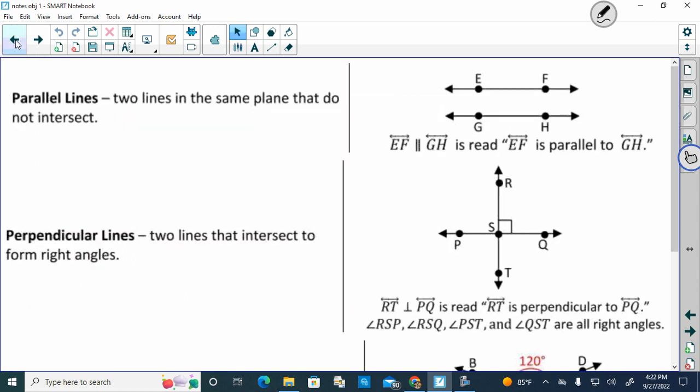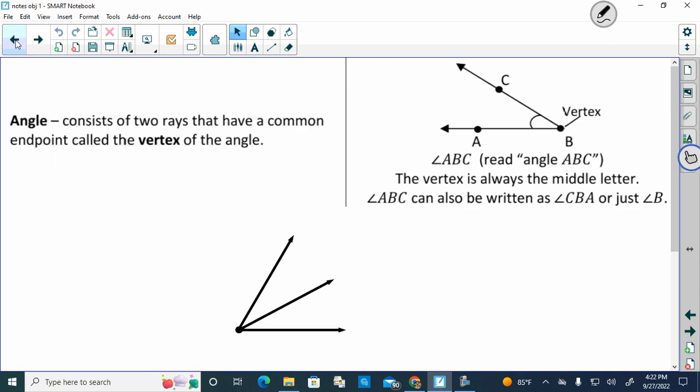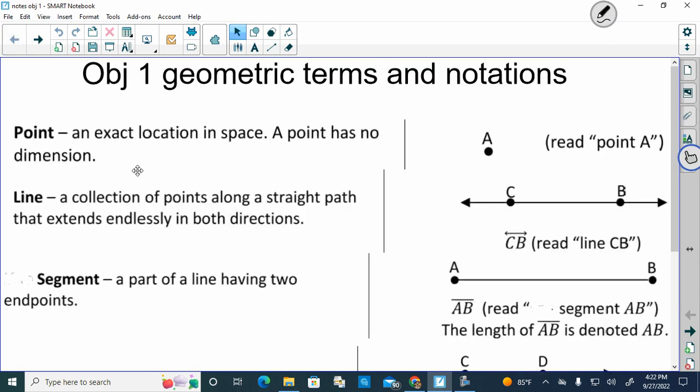Okay, so going back, this is all review from last year, our geometric terms. So a point is an exact location in space. A point has no dimension. Okay, so the example of a point is just the location that you would see on a map. So like A is the example, and we use that as a capital letter.